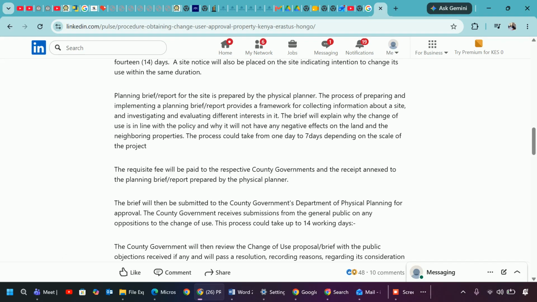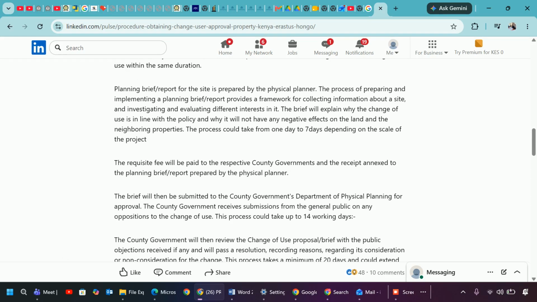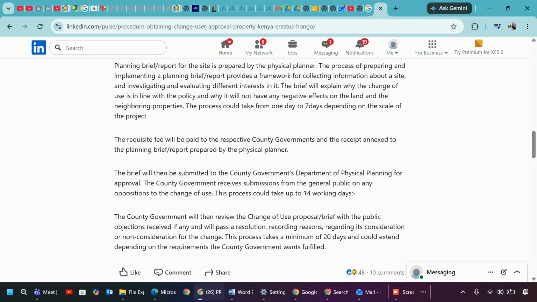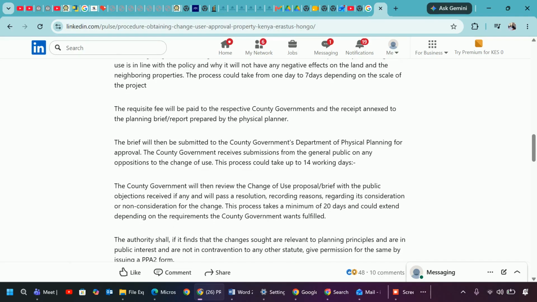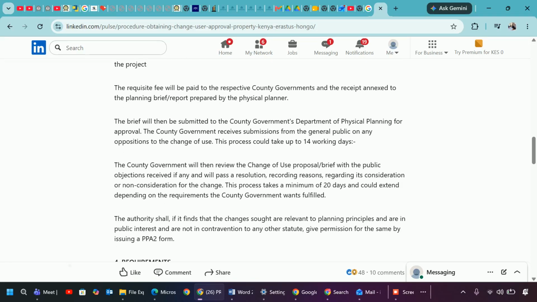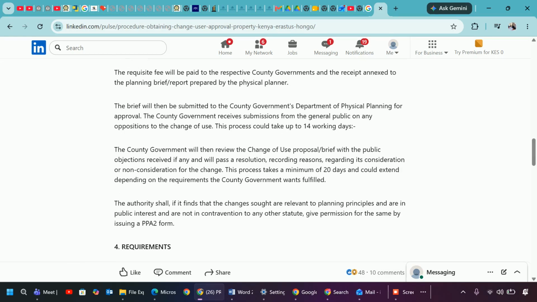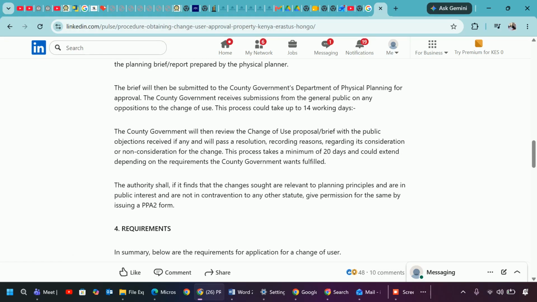A planning brief or report for the site is prepared by the physical planner. The process of preparing and implementing a planning brief or report provides a framework for collecting information about a site and investigating and evaluating different interests in it. The brief will explain why the change of user is in line with the policy and why it will not have any negative effects on the land and the neighboring properties. The process could take from 1 day to 7 days. The requisite fees will be paid to the respective county governments and the receipt annexed to the planning brief. The brief will then be submitted to the county government's Department of Physical Planning for approval.